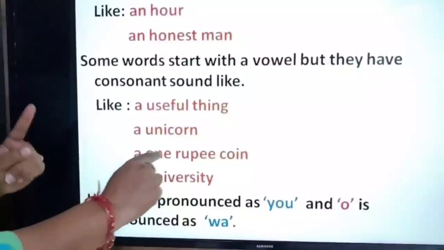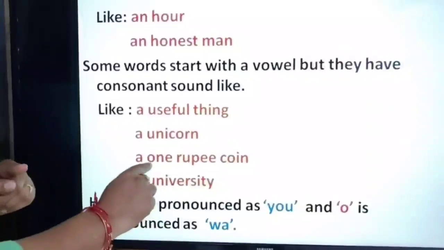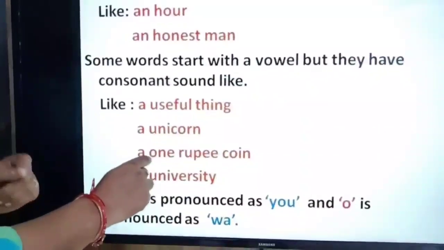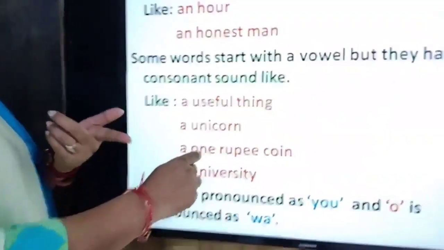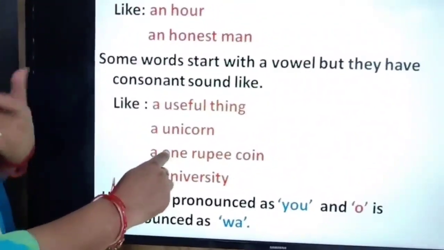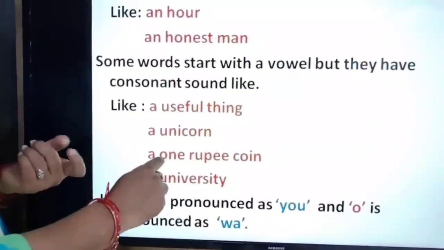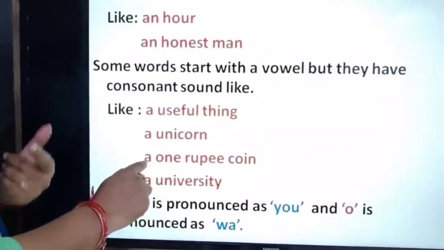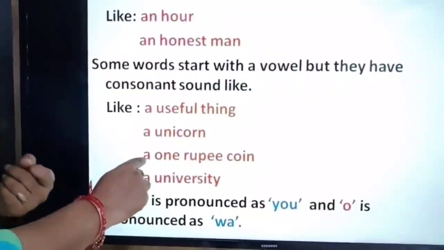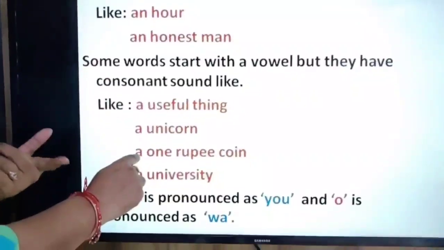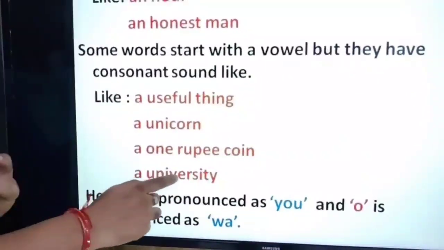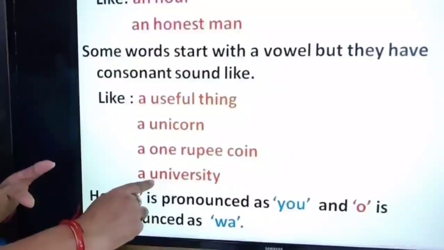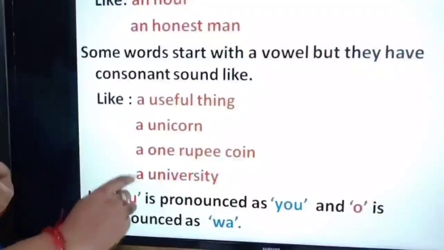Another word is a one rupee coin. One begins with the letter O, but it is not giving the sound of "a". We don't say "on rupee coin", we say "one rupee coin". It gives the sound "w". So we'll put the article a before that. One more word is university. Again the sound "yu" is coming there, so we'll put the article a.